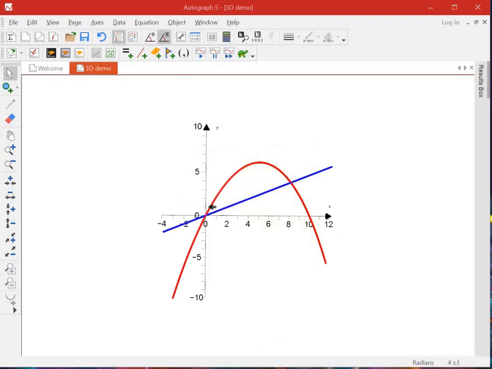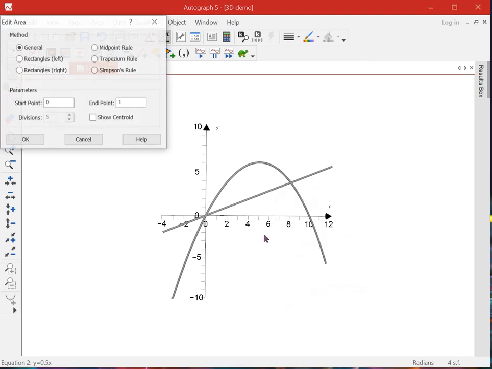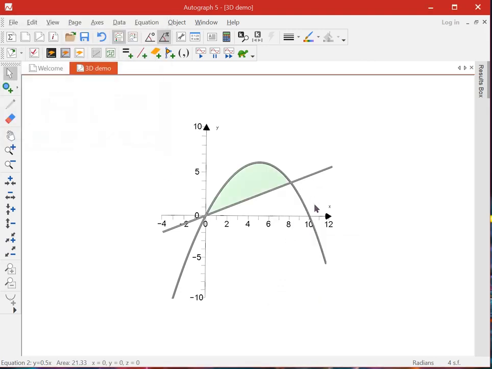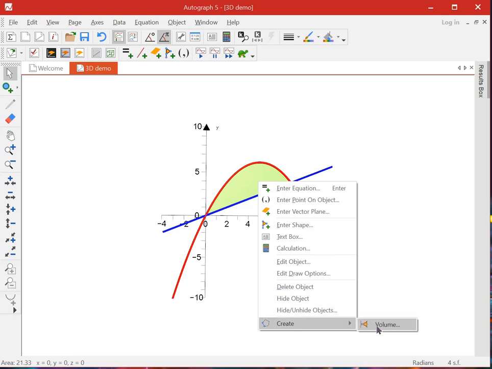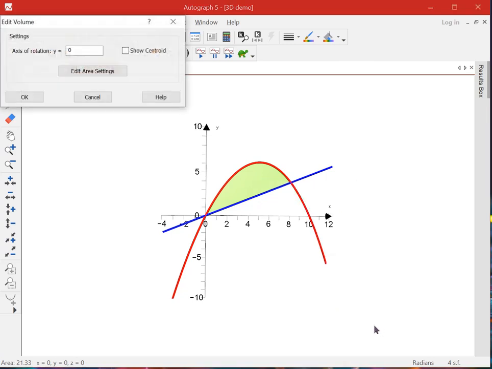I have here a parabola and a line, and I want to find first the area between these two curves. So I select them, create area. They intersect at 0, and they intersect again when x is equal to 8. So I'm just going to find that area that's bounded by those two curves. Now I'm going to take that area, and I'm going to rotate it around the line y equals 0. And let's have a look.